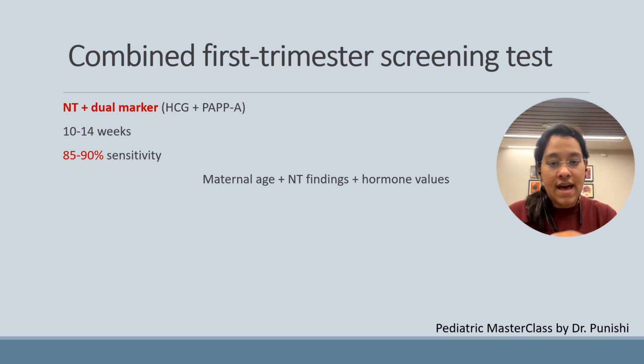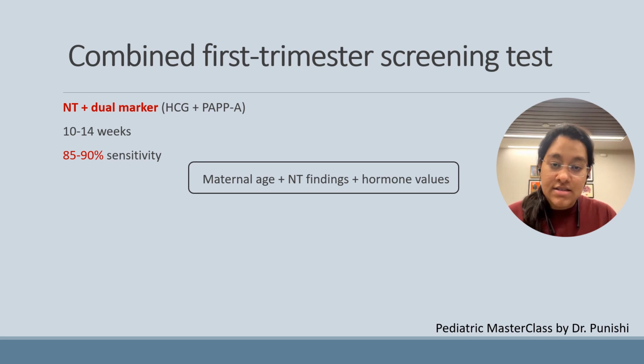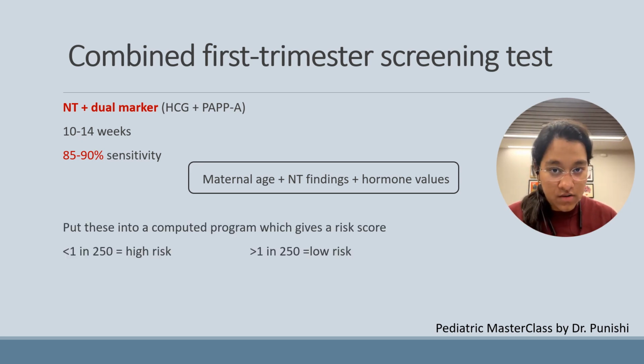So once we have the NT and the dual marker values, there is a computer program wherein you put in information of the maternal age, the NT findings, and the hormone values, and the computer program will give you a risk score. Okay, so when the score is less than 1 in 250, it's called high risk. So, for example, let's make it easier to understand. If the risk score calculated by the computer program is say 1 in 100, that means there is a risk of having 1 in 100 fetuses with Down syndrome.